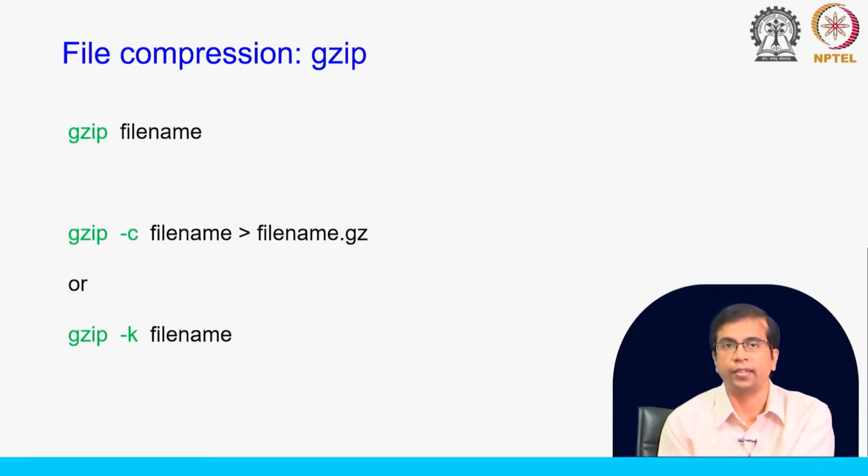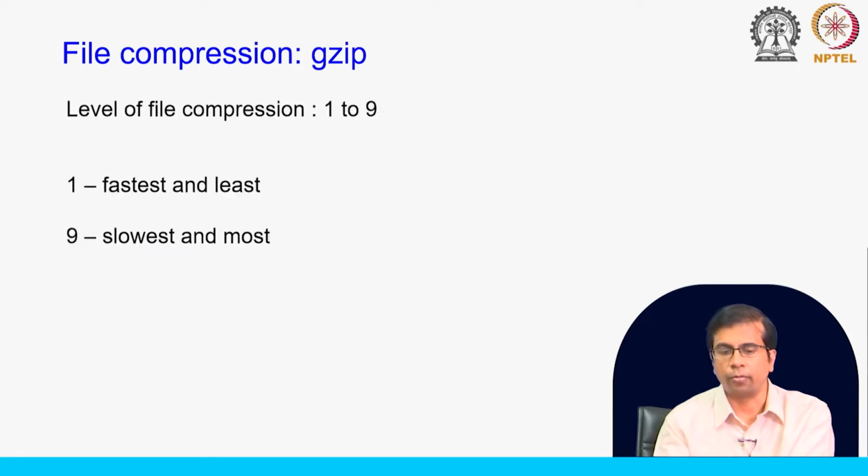Now, if you do not want to lose that original file, these are the options that you have. You can say gzip -c file name > file name.gz, right. So, the format is slightly different from zip. Here you want to create this, gzip -c file name > file name.gz, or you can simply say gzip -k file name. So, -k would suggest I keep the original file. Okay. So, this is how this whole thing will work.